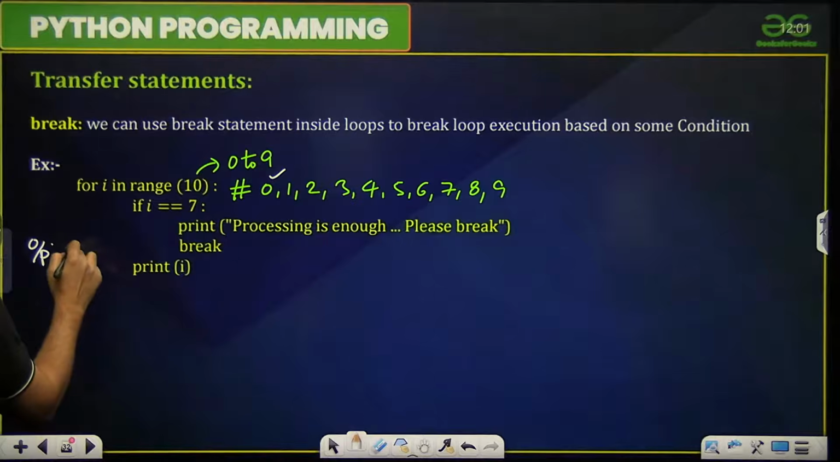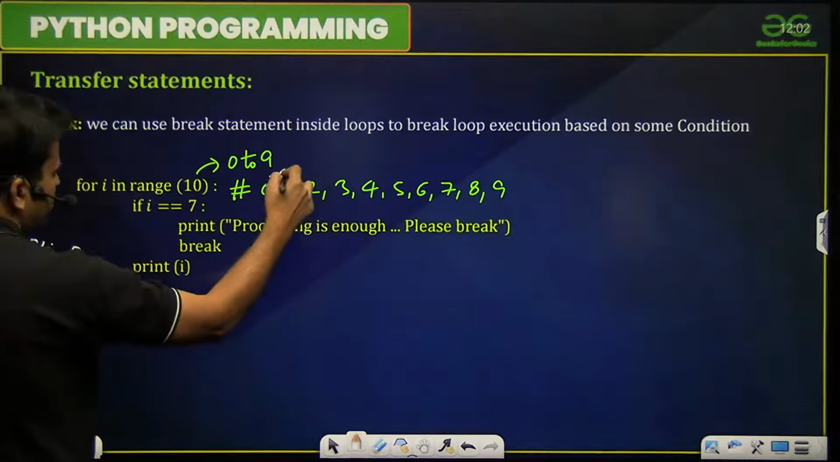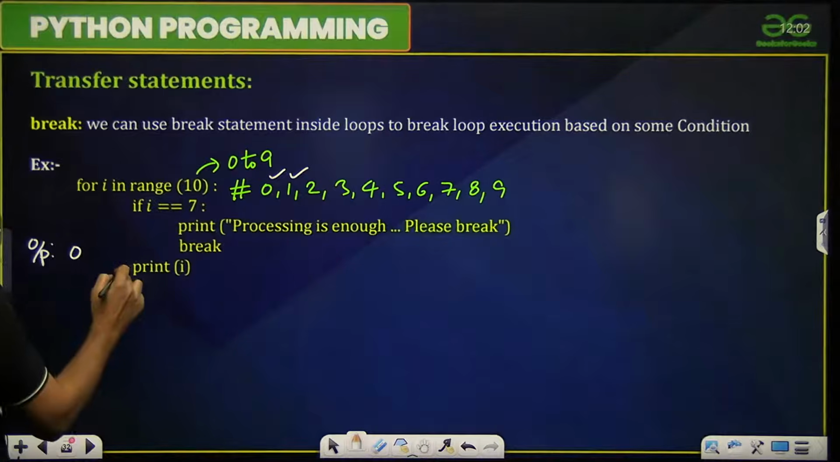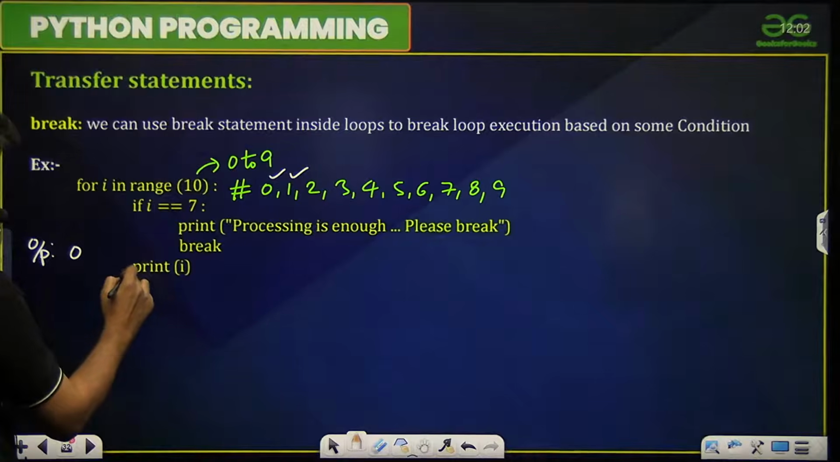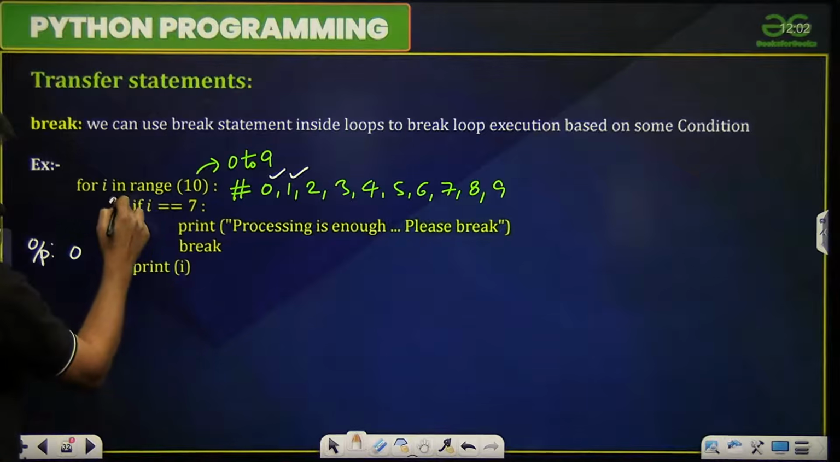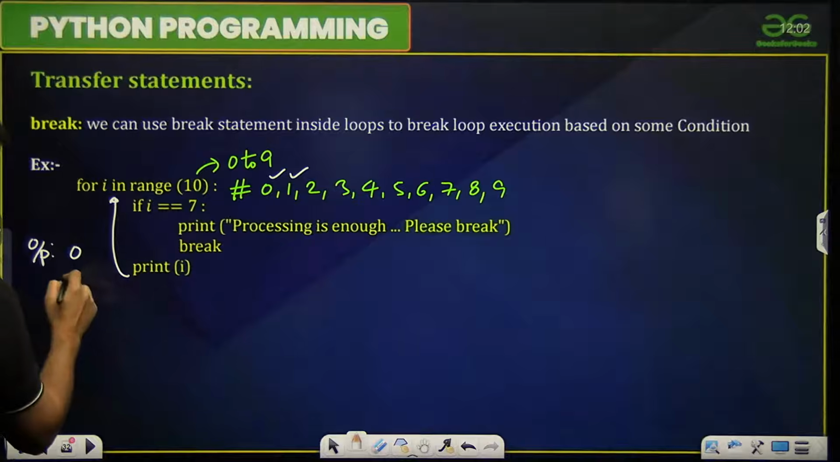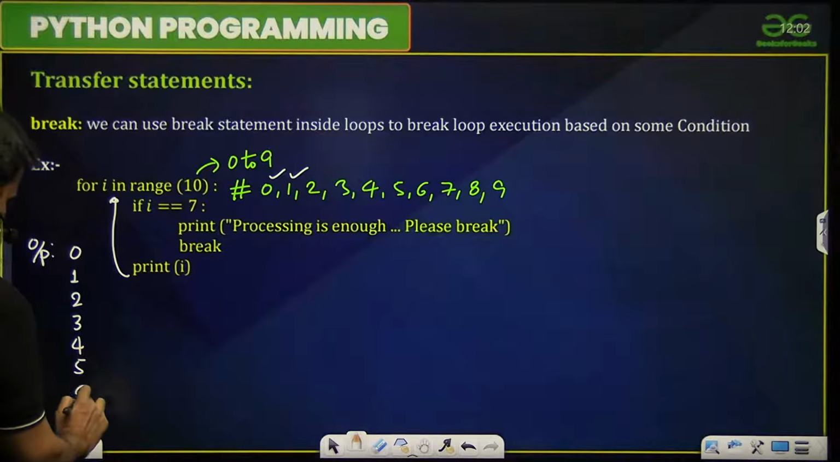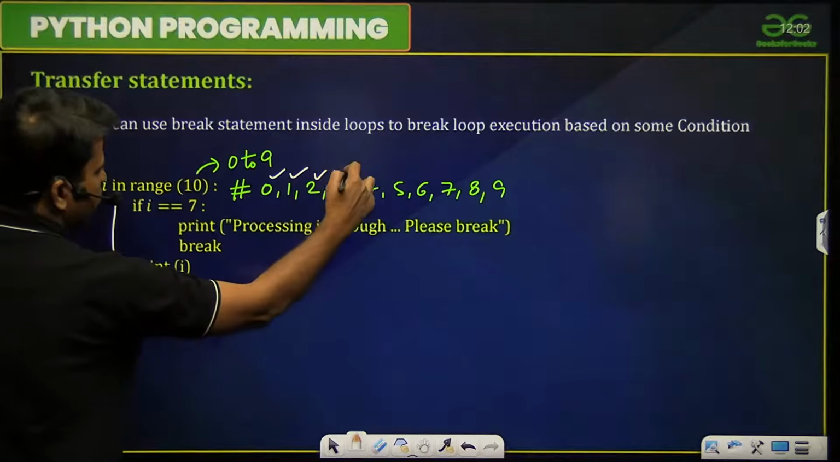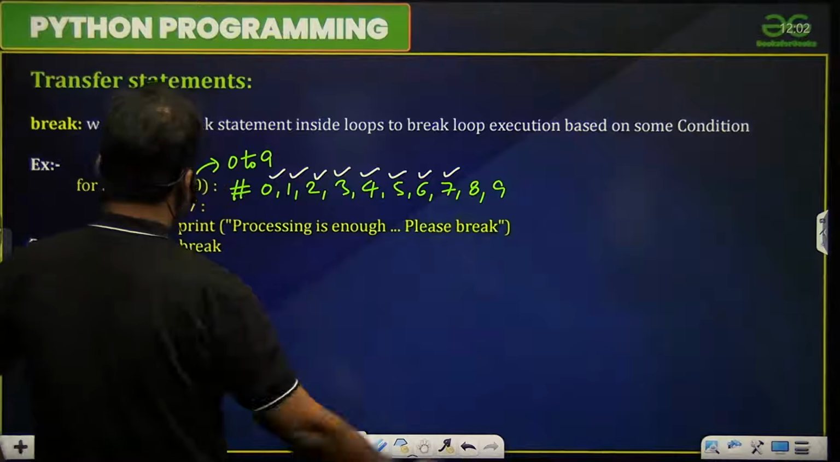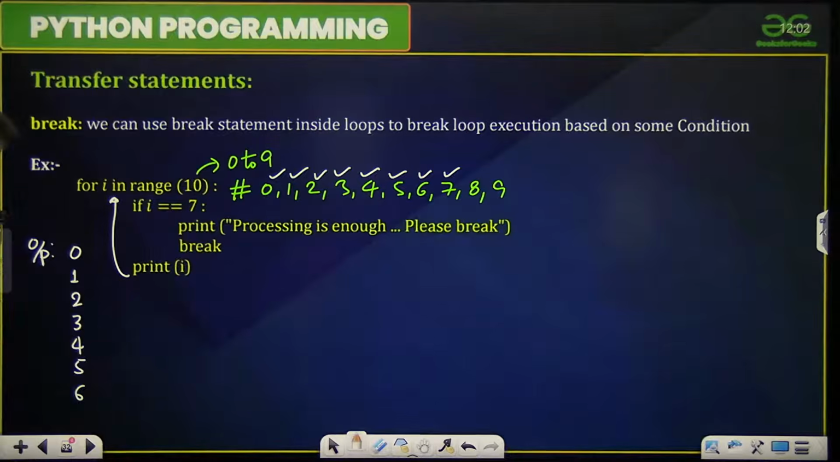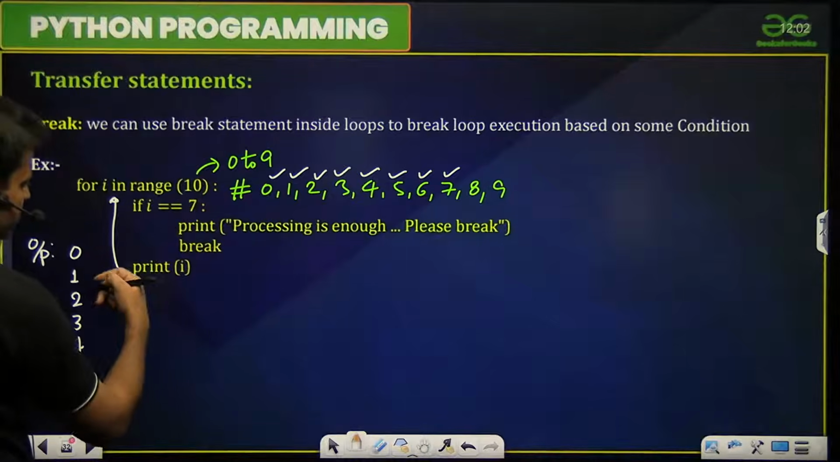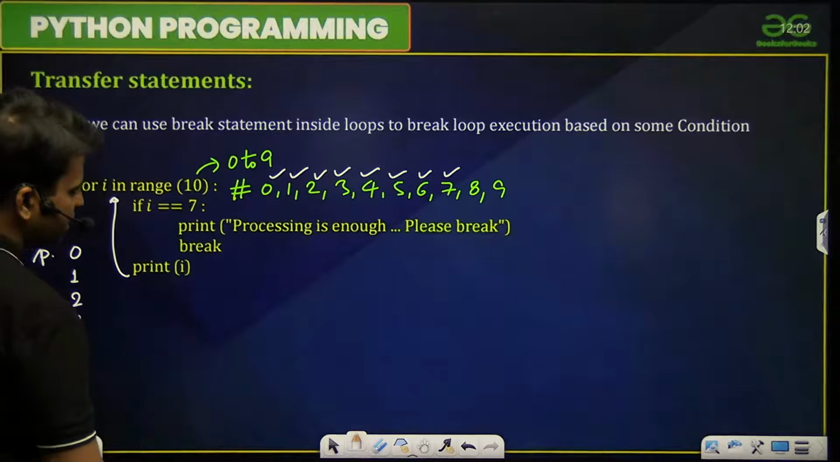So it printed 0. Now next i is 1. After this line, you again go to this for loop. i is 1, does 1 equal 7? No. So it prints 1. Similarly 2, 3, 4, 5, and 6. When i equals 7, this condition is true, satisfied. It prints processing is enough, please break.